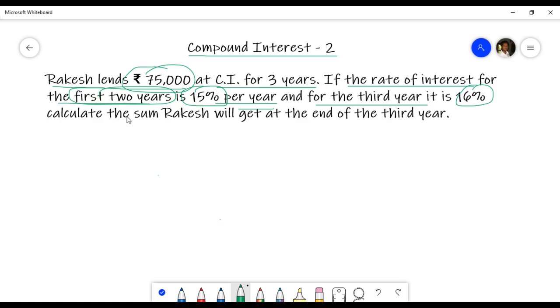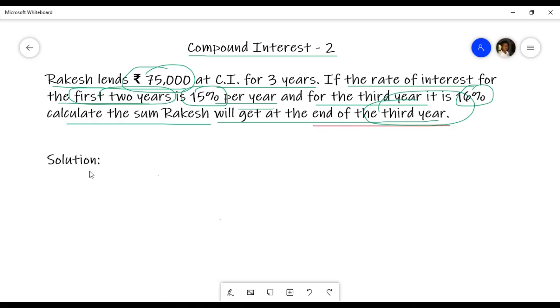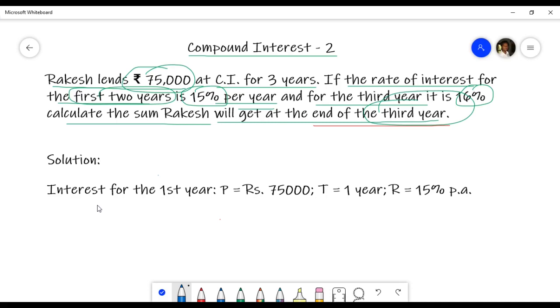What do we have to calculate? The sum Rakesh will get at the end of the third year. Remember that we have to find out the sum that Rakesh will get at the end of the third year. Now this question is based on the difference of the rate in different years. Let's start solving the problem.